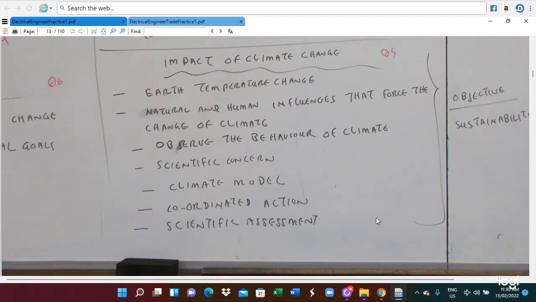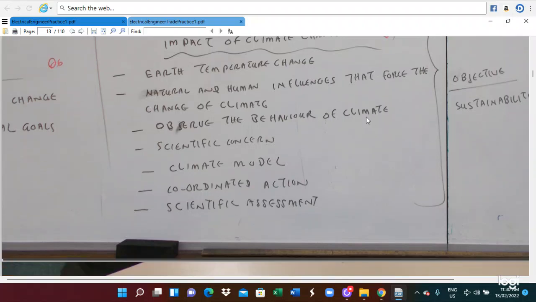Sustainability practice means we have to monitor the change of the air temperature. We have to find out the nature and human influence that force the change of climate. We have to observe the behavior of the climate. We have to address the scientific concern and climate model. We have to coordinate the action and also the scientific assessment. They are very related to sustainability.